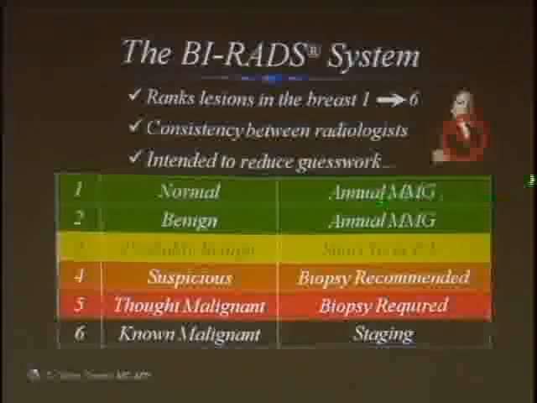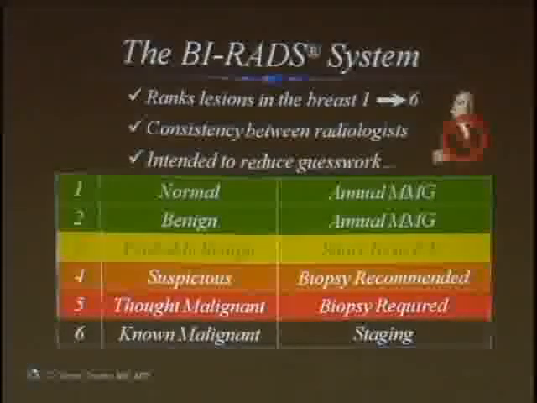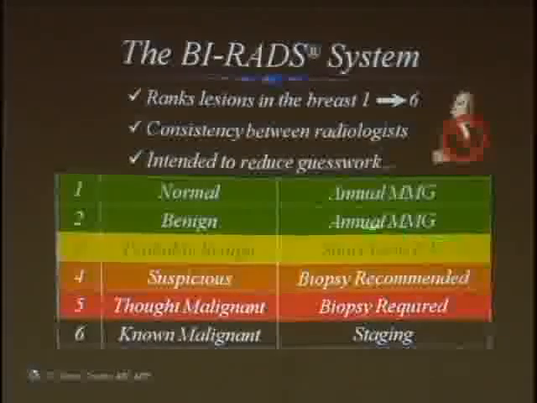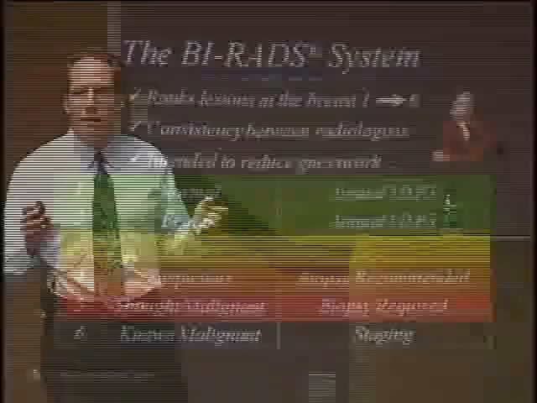1 is normal. That means you go back to annual screening mammogram. Your patient does. You don't do any additional tests this year. You go to annual screening mammogram. Benign, same thing. 3 is probably benign, and it means that it's probably benign, namely it's not cancer, but we'd like to see it stay stable. We're not quite sure. We'd like to see it stay stable, so we'd like to have the patient come back in 6 months instead of a year.